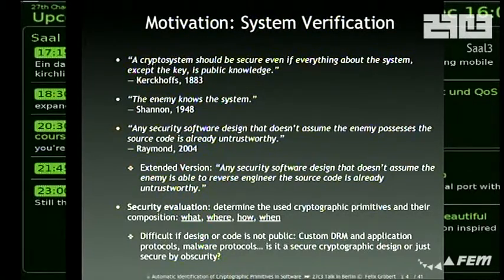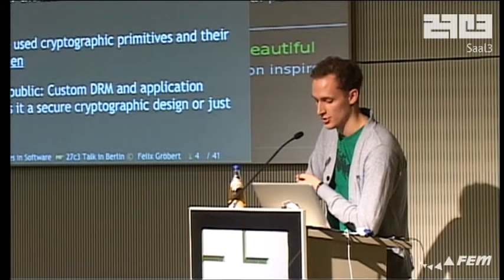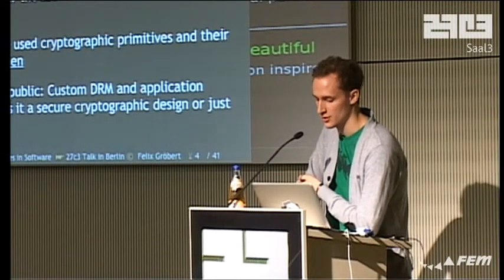Eric S. Raymond in 2004 was writing about the incident with Cisco, where he wasn't really trusting Cisco because he doesn't have access to their source code, and therefore he postulated that any security software design that doesn't assume the enemy possesses the source code is already untrustworthy. And I would say you can extend that, because you don't really need access to the source code; you can also reverse engineer it. So every design which doesn't assume that you have the source code or are able to reverse it is already flawed.